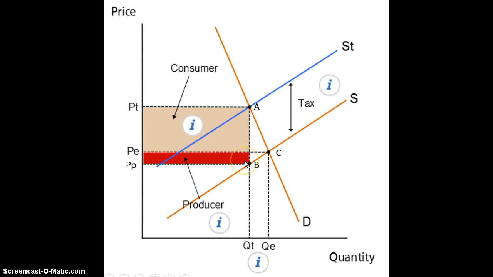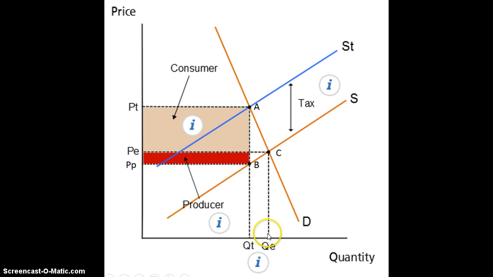However, the government receives tax revenue of PT, A, B, PP, so this represents the total tax revenue that the government gets. And then finally, there is a deadweight loss to society, of A, B, C, so this triangle here. Now this is a deadweight loss to society because this used to represent consumer surplus and producer surplus that society used to benefit from.